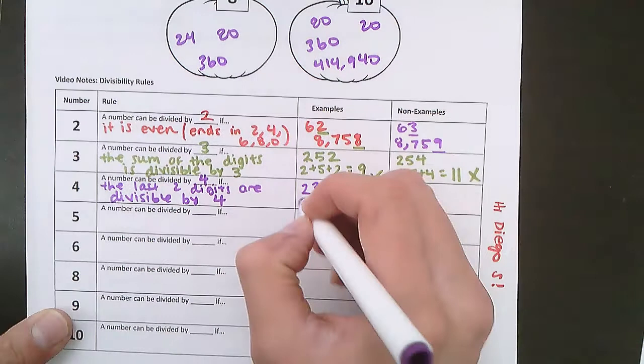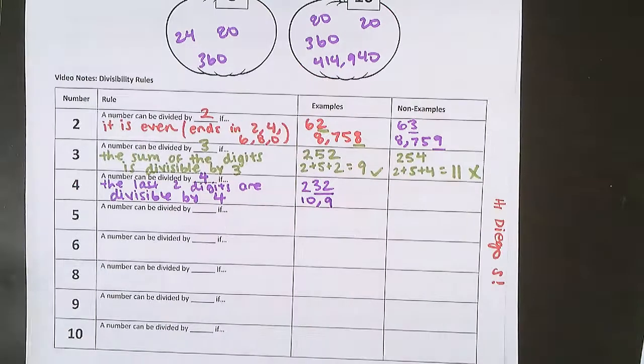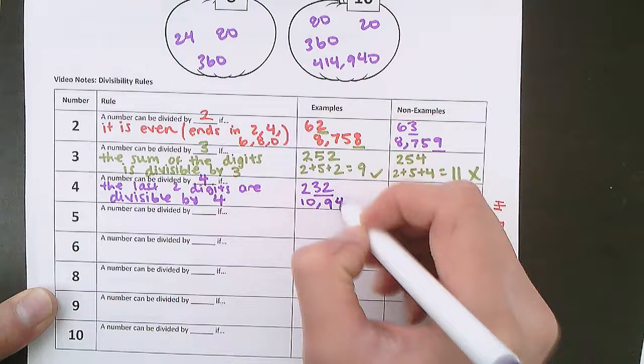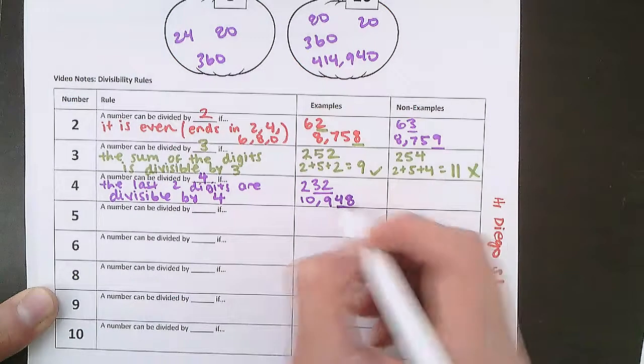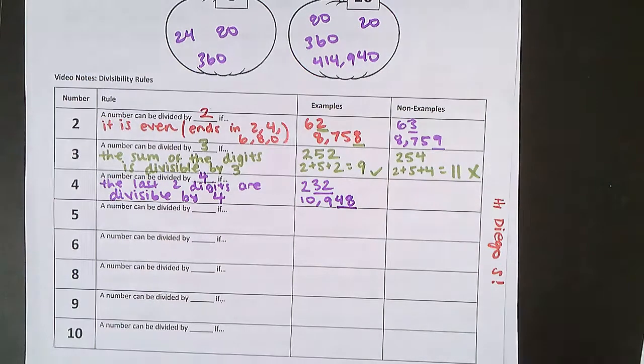Let's try one more, like 10,900 and let's do 48. Right? This works because the last two digits, 48, can be divided by 4, so the whole number can be divided by 4.